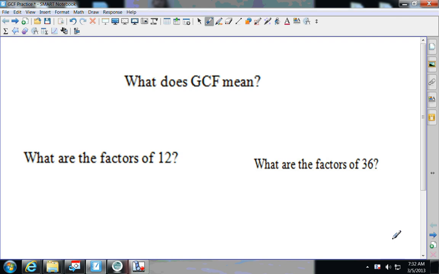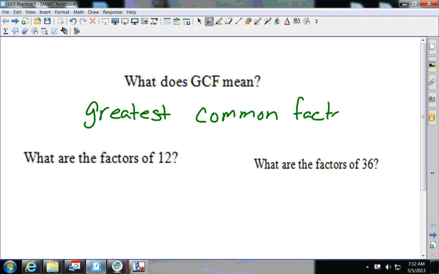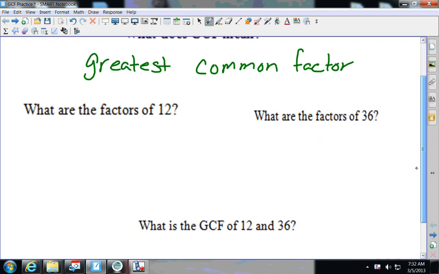Okay, so what does GCF stand for? Greatest common factor. And what we used to do, remember, we even talked about this yesterday, when it says, what are the factors of 12 and what are the factors of 36?